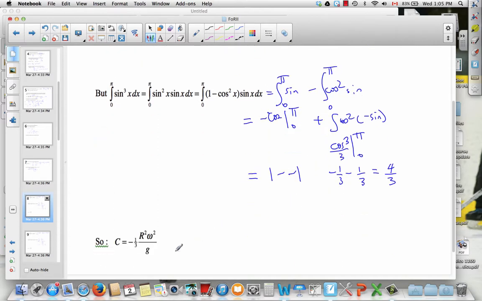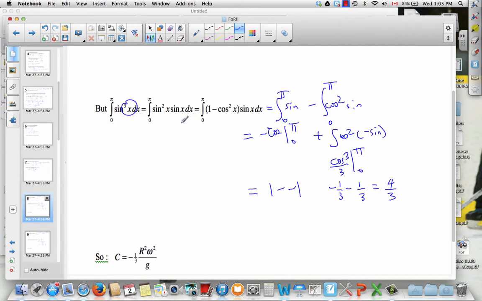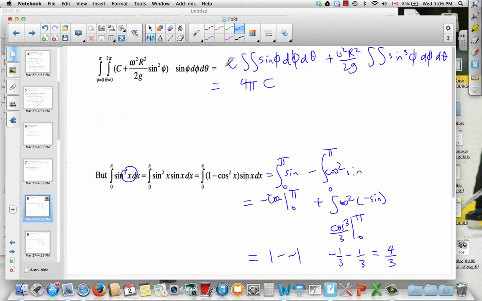Oh yes, right here. So we've got from our normalization condition that we want this to integrate to 0. So our normalization condition, we want this to integrate to 0. And this first integral is just 4 pi c.